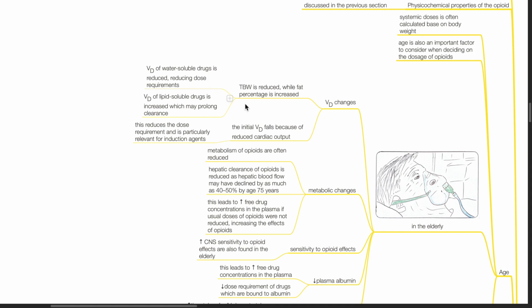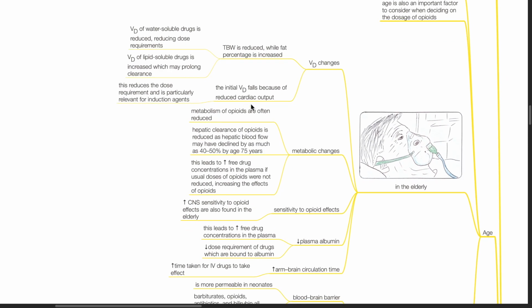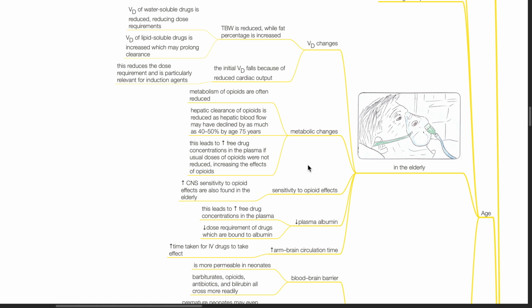The initial volume of distribution falls because of reduced cardiac output. This reduces the dose requirement and is particularly relevant for induction agents and opioids. Metabolic changes. Metabolism of opioids is often reduced. Hepatic clearance of opioids is reduced as hepatic blood flow may have declined by as much as 40 to 50% by the age of 75 years old. This leads to increased free drug concentrations in the plasma if the usual doses of opioids were not reduced, increasing the effects of opioids. There is increased CNS sensitivity to opioid effects amongst the elderly.